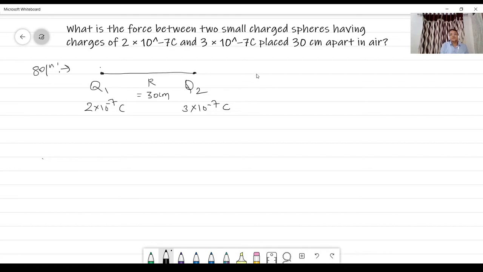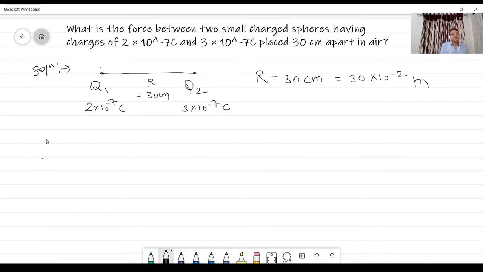It is very important to convert the distance r into the MKS unit, because everything we are going to calculate is required in the same unit system. I think it is very clear from your side also that we need to take each quantity in the same unit system. So it should be written in meter.